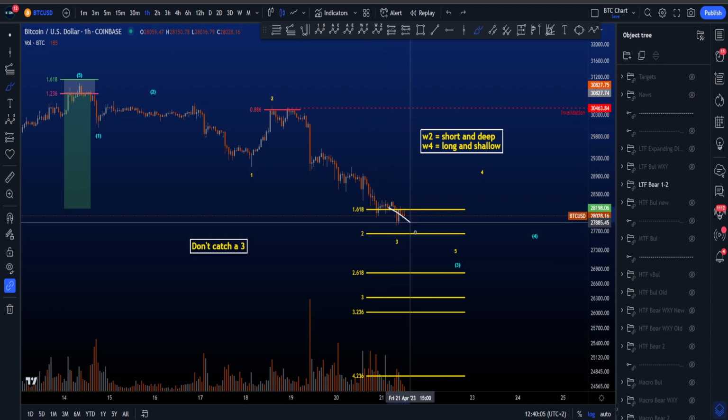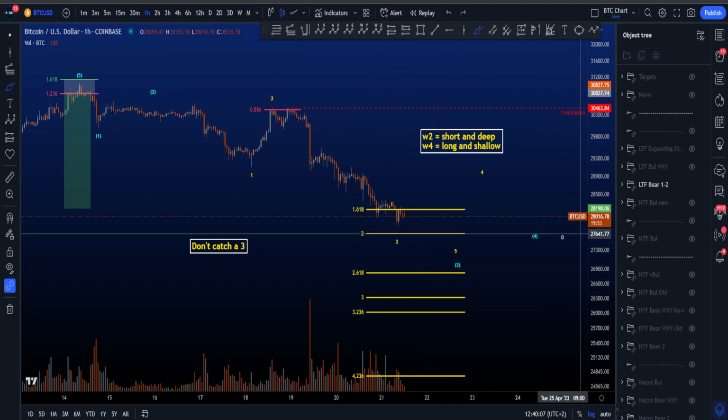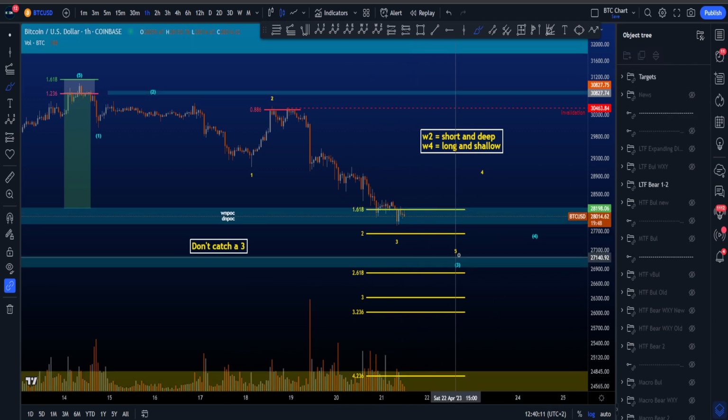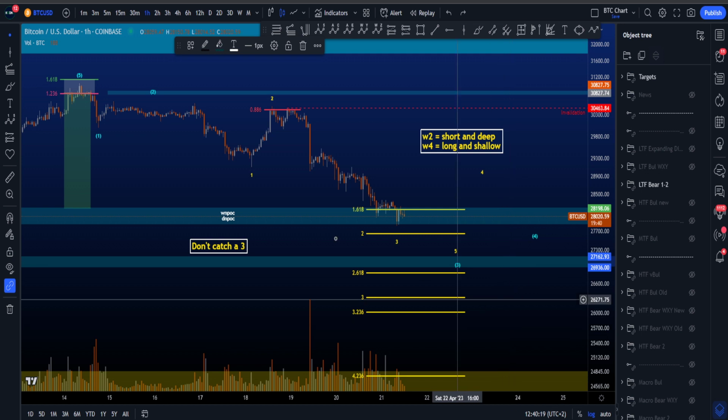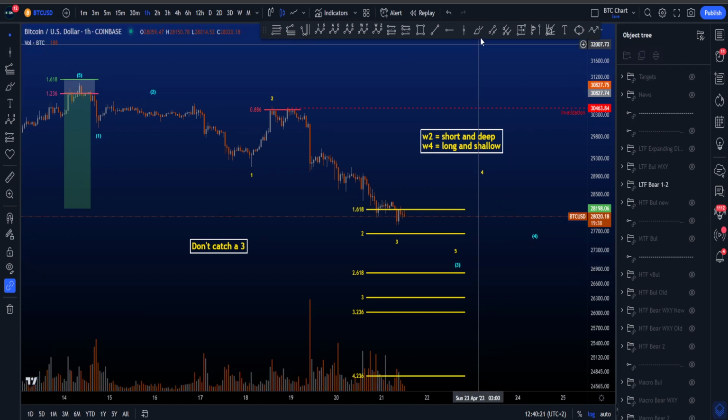But as you can see, a wave 3 can extend to much deeper targets. So the 1.618 is a minimum target. It can go much deeper, where another support area that I have, in case we're going to break this one, is going to be down here at 27.2K and 26.9K. So that is an interesting area.